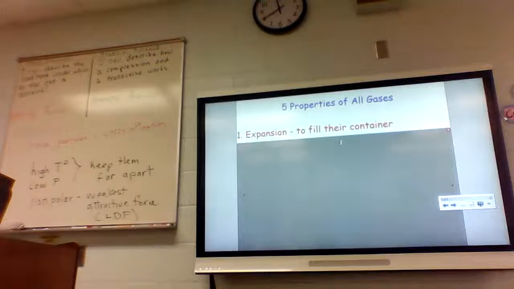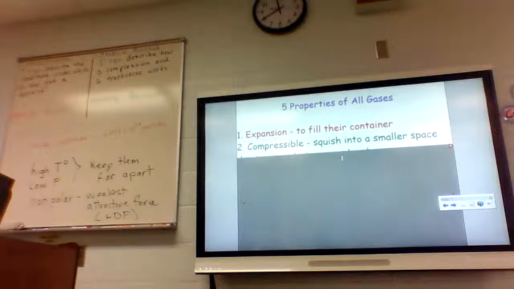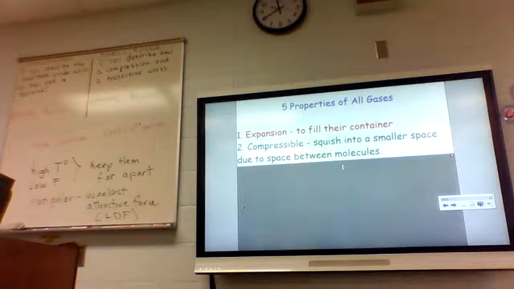Now, the next one has a very technical definition. Gases are compressible. You can squish them into a smaller space.